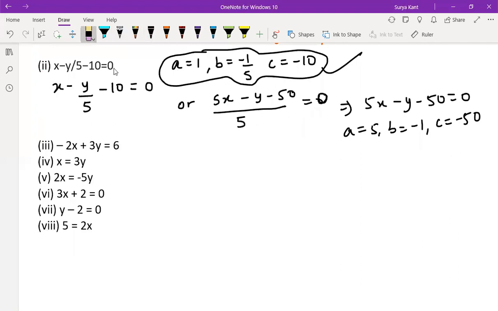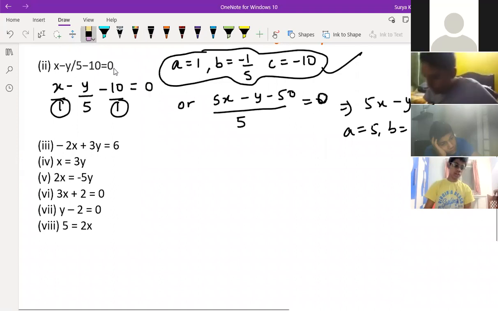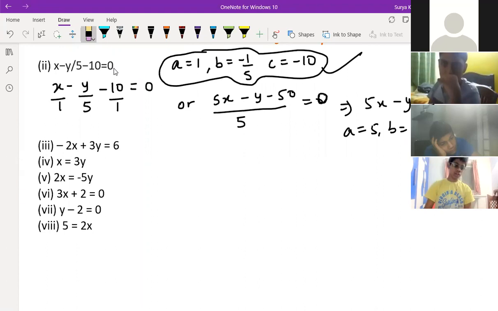Anyone having doubt? No, sir. Sir, could you explain the second part again? Here I took the LCM everywhere. Here LCM 1, here LCM 1. If I take LCM of 1, 5, 1, I'll get 5. Yeah, because we have to make everything 5, no? So everything, the denominator should be 5. So what to do? You should multiply by 5 in numerator and denominator both.